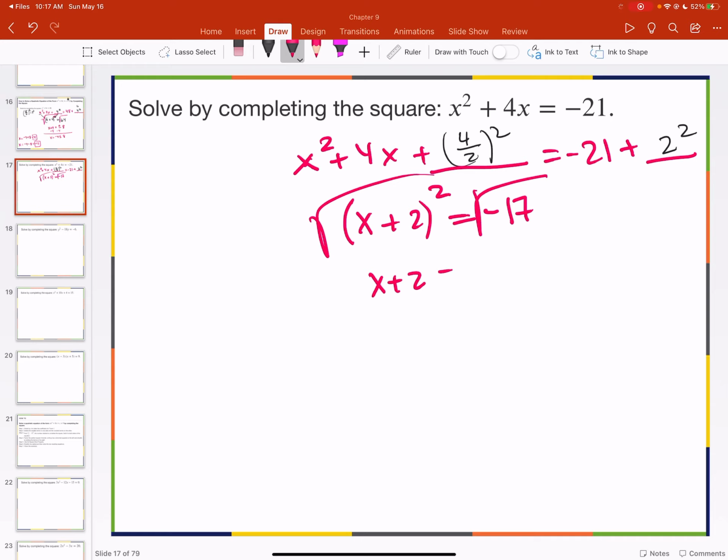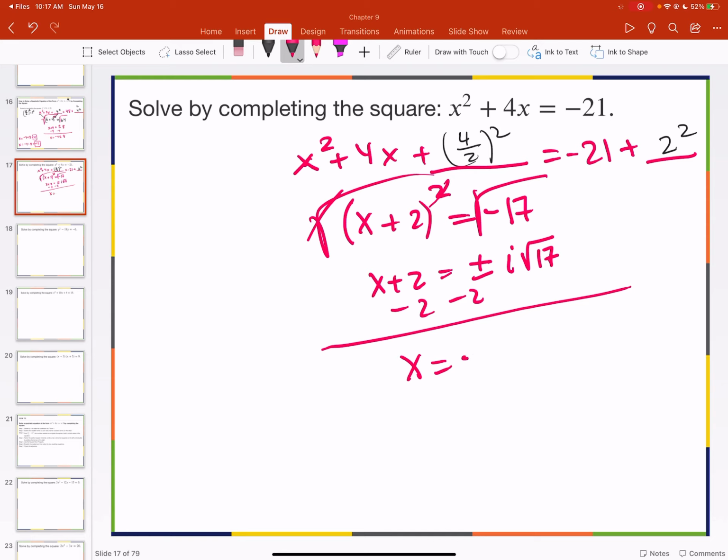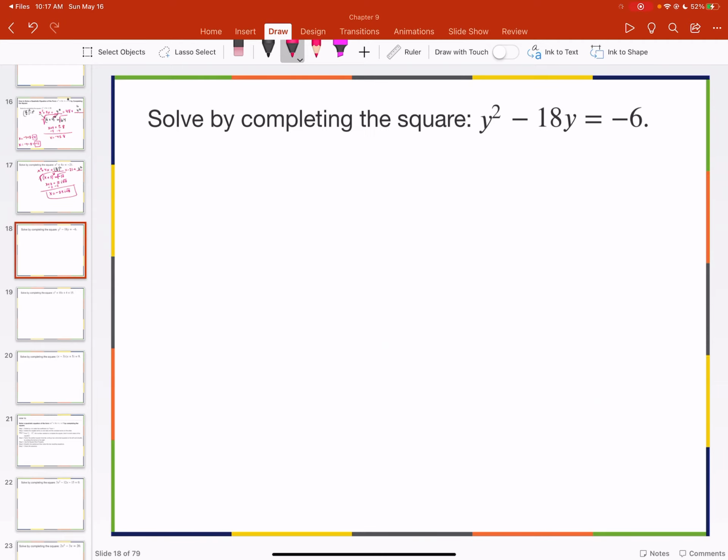X plus 2 on the left is going to equal plus or minus the square root of negative 17, which is i root 17. So minus 2, we can leave it like this, negative 2 plus or minus i root 17, and we're done. That's supposed to be 17. Okay, let's do another one here.